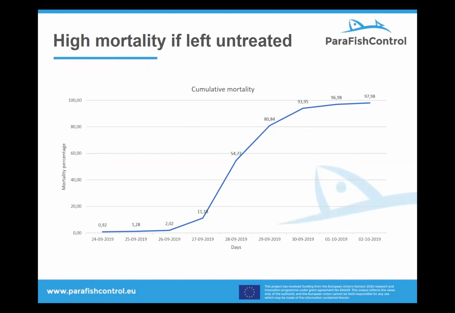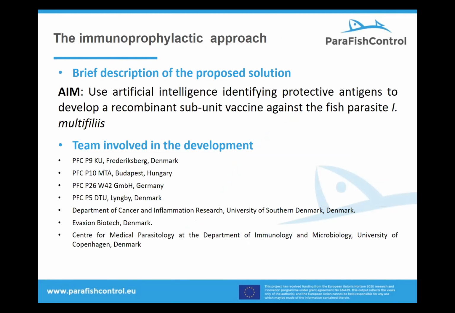So we can see here that, if left untreated, this parasite will kill almost 98% of the fish in a pond. That is the reason that parafish control is looking for effective substances which can keep this infection to an acceptable level. So this is what we would call a very pathogenic parasite, and we would like to try to prevent the infection by using a vaccine.